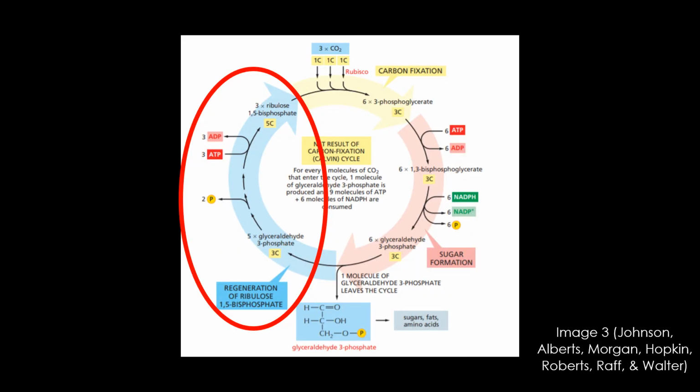In this image of the Calvin cycle, the regeneration portion is circled. Notice that ATP is input into this reaction to ensure the transformation of G3P into RUBP.